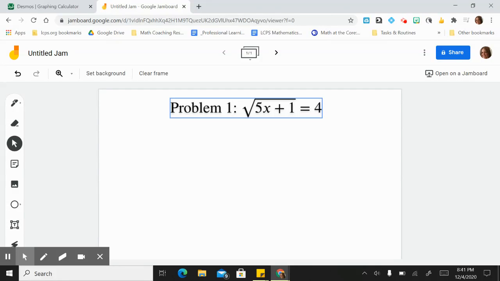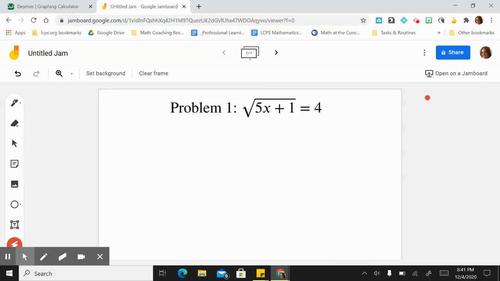In this video, we're going to talk about how we can solve an equation that has a radical sign in it. So for this equation, we have the square root of 5x plus 1 equals 4. Now in this problem, we can think backwards and think logically and just reason our way through this.